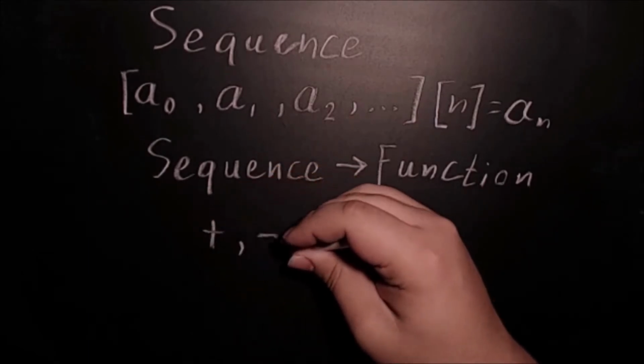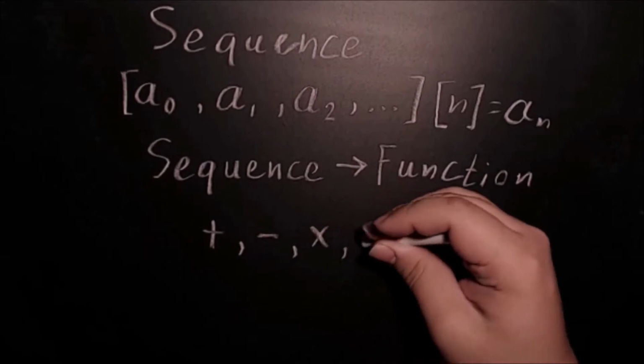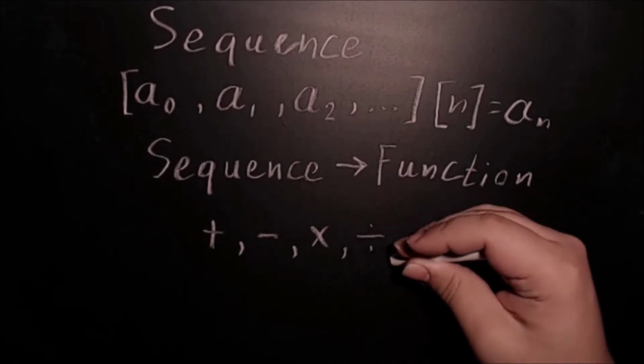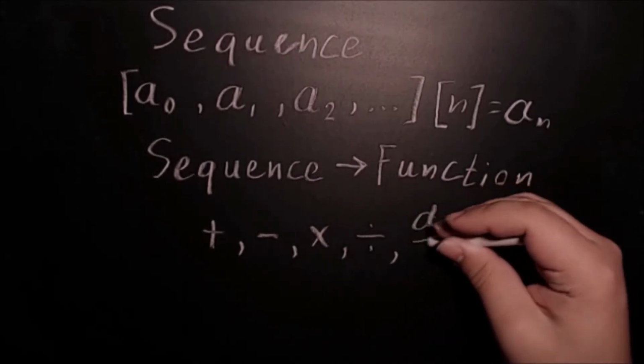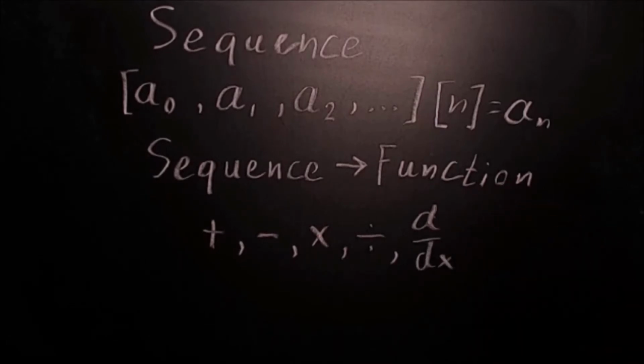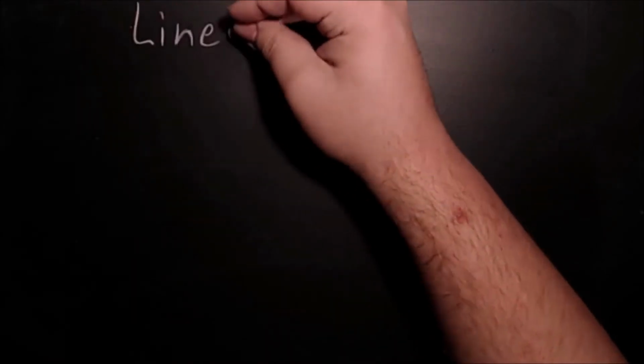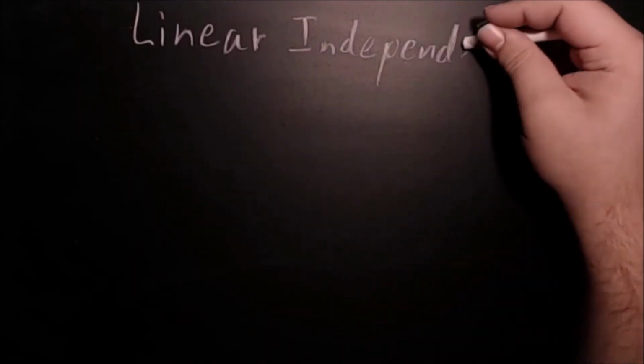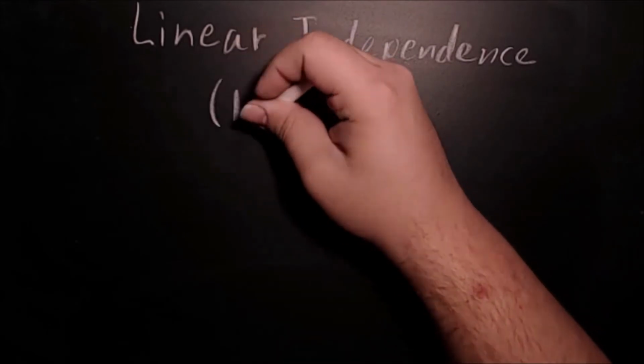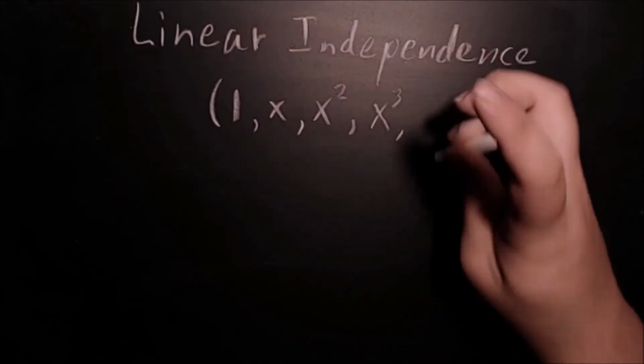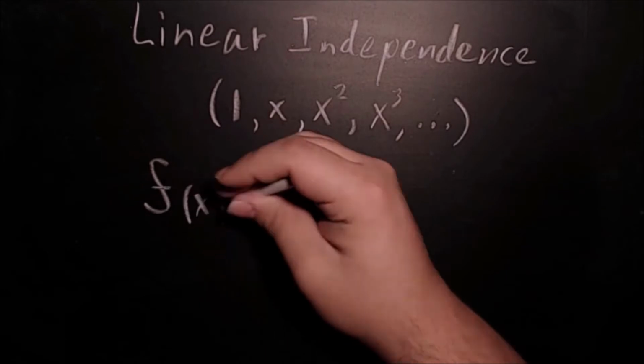And let's not cheat here. We're going to limit ourselves to only arithmetic functions and some extra stuff. Plus, minus, times, divide, and let's say the derivative as well. One thing that we could do is tag each number of the sequence with an unlike or linearly independent term, such that when we add them all together, they won't combine.